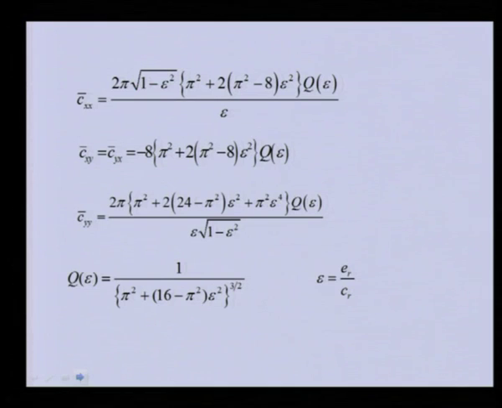Here I have defined the capital Q, which is a function of epsilon, and epsilon is the eccentricity divided by the radial clearance. So you can see, if we know epsilon, we can calculate these coefficients. That means if we know the eccentricity of the rotor, we can calculate these coefficients.